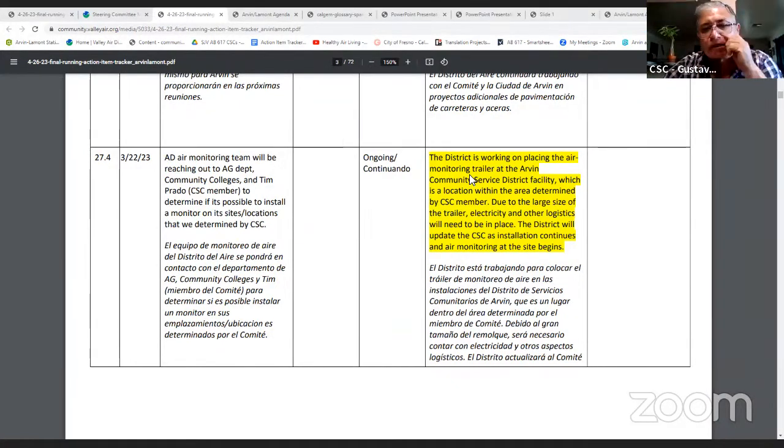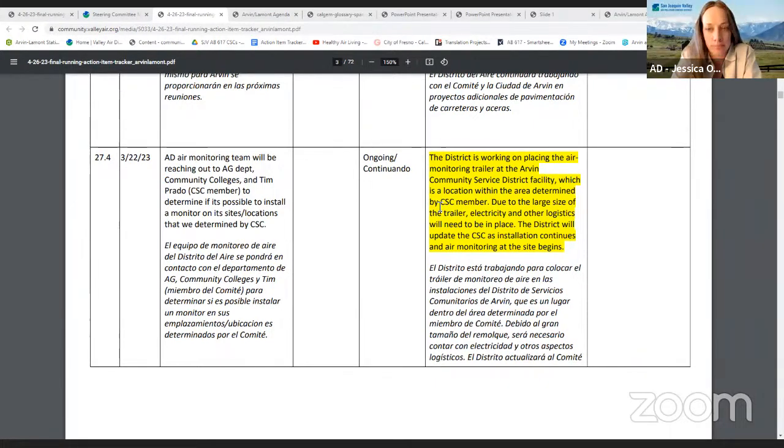Yes, a clarifying question. You mentioned that this project was already approved by CARB, and the only pending approval is the Air District? Right. So we are still working with the county and then of course the city to finalize all the details of the project.